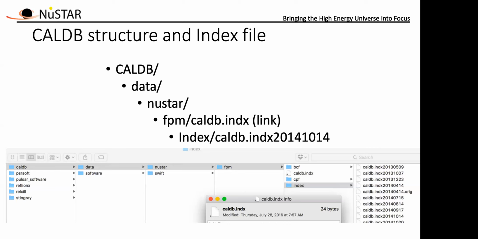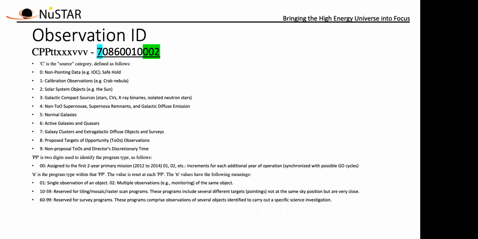So unlike XMM, each release has a number and a version number, which means you can fairly easily find out what set of calibration files the other person used, because they'll give you the index file number. By doing the link, you can reproduce exactly what they did by changing where that CalDB index file is linked to. Okay, enough about CalDB.